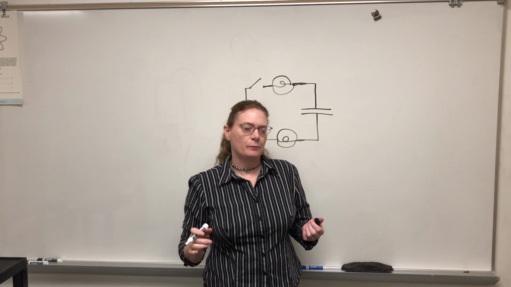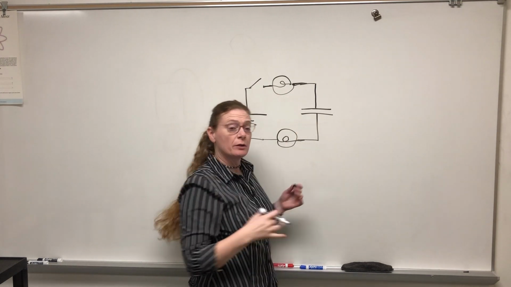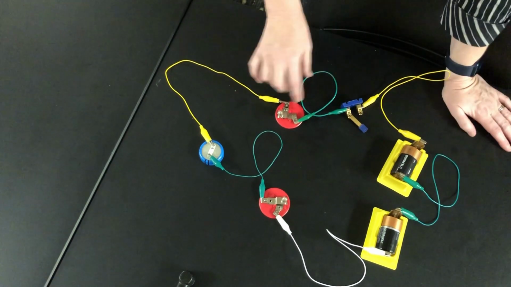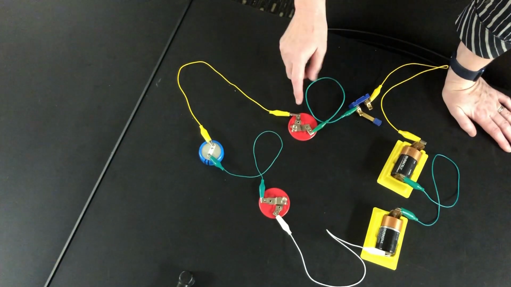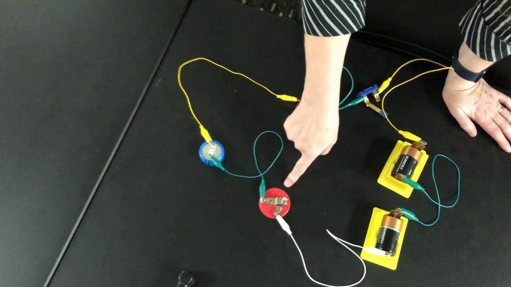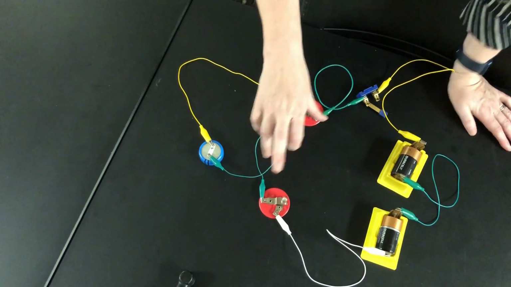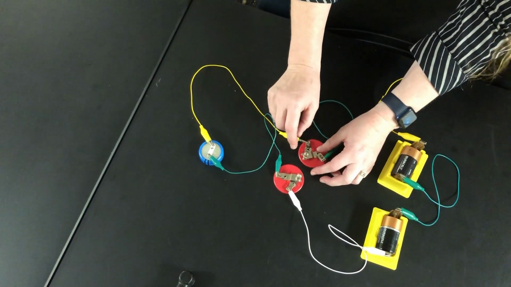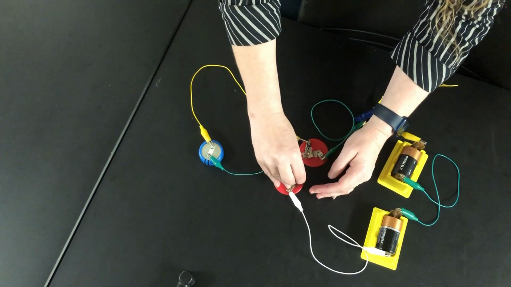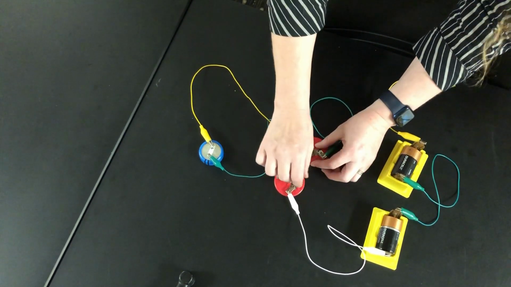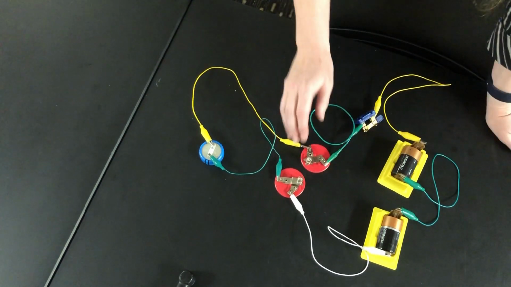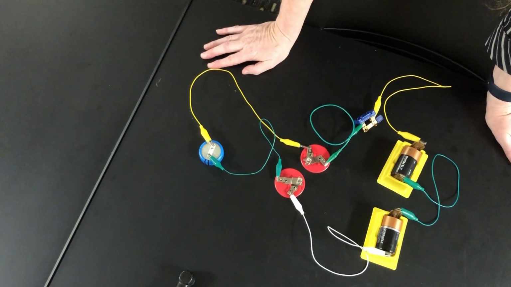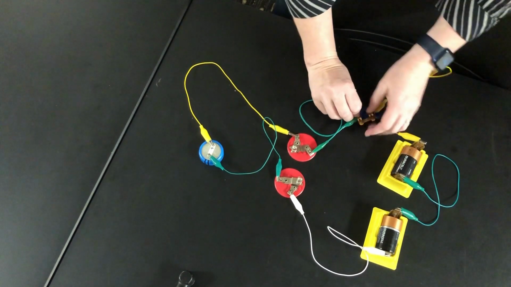Make your prediction for this. What's going to happen? How are the brightnesses of these two bulbs going to compare to what we saw before? Ready? Let's do it. Now I've got battery to switch, to bulb, bulb to capacitor, capacitor to bulb. So I've got two series bulbs on either side of the capacitor. Let's see what happens. Whoa, barely lit. It's really hard to tell. It did start lit a little bit, dimmer than before, equally dim, and now, again, we're out.